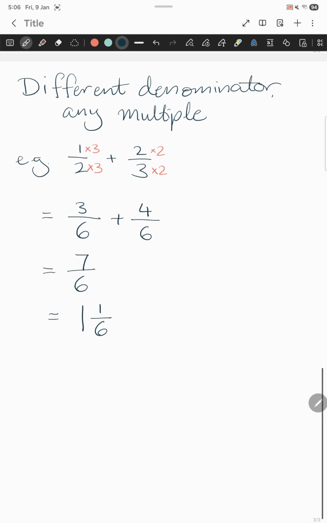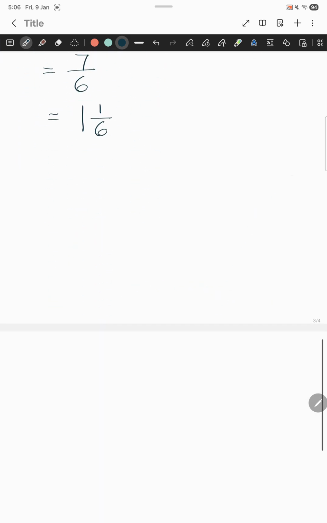Right? So now let's do this with another example. Let's say we have 2/9 plus 1/6. Okay? Same thing. We will take the two bottom numbers and we'll multiply them together. So the 9 will multiply with 6 and the 6 will multiply with 9.